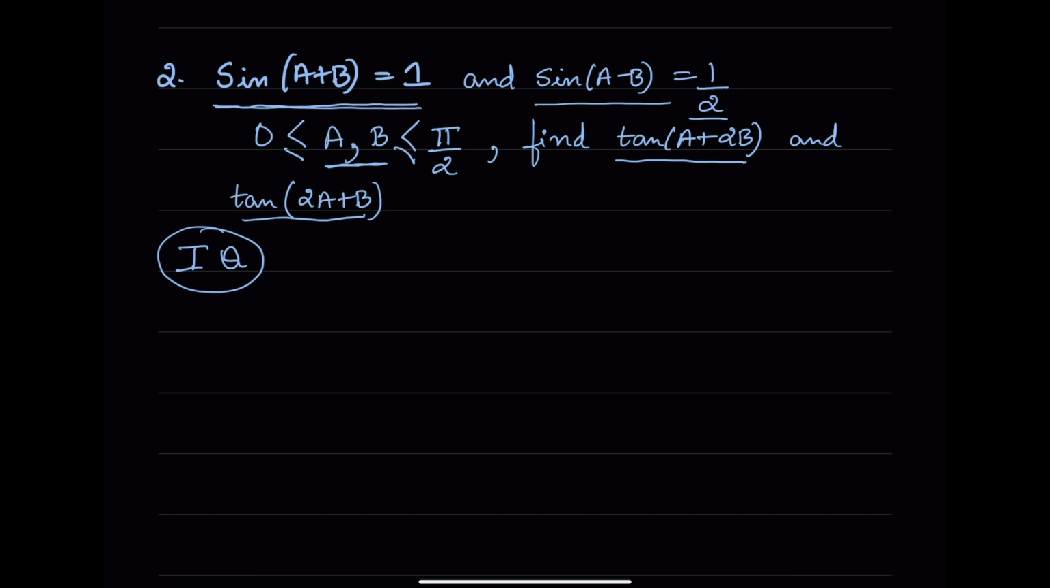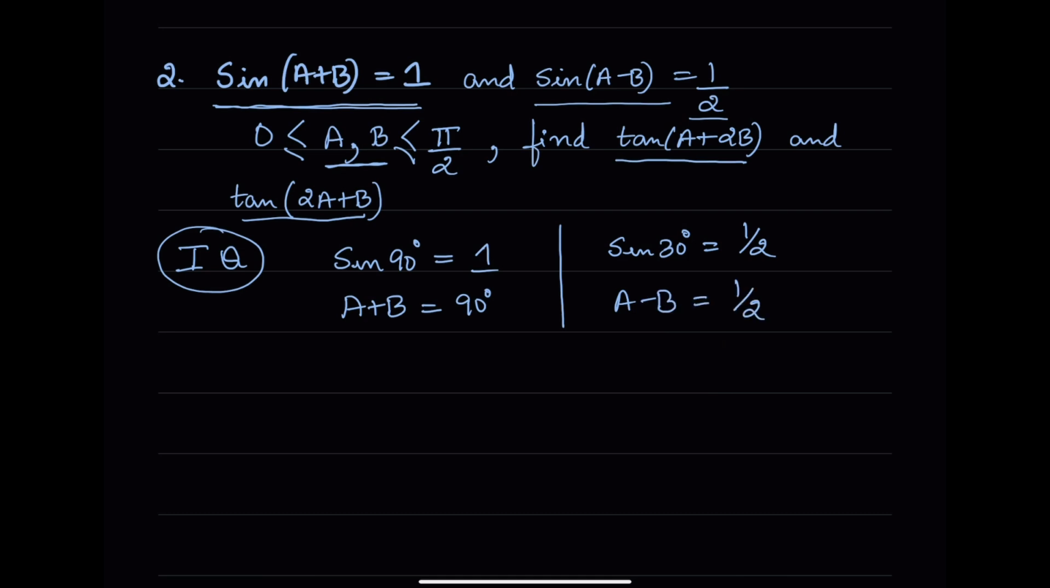They are saying that sine of A plus B is equal to 1. So in the first quadrant, when is sine equal to 1? When the angle is 90, that is when sine is equal to 1. That means A plus B is equal to 90 degrees. Similarly, in the first quadrant, when is sine equal to 1 by 2? Sine 30 degrees is equal to 1 by 2. That means A minus B is equal to 30 degrees, correct?